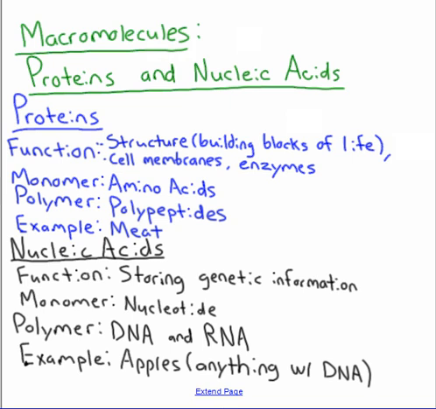Finally, nucleic acids. Big thing here is to store genetic information. That's why we need nucleic acids. Just jumping down a little bit to the polymer. The polymer, DNA, deoxyribonucleic acid. RNA, ribonucleic acid. So anything that you eat that has DNA would have nucleic acids.